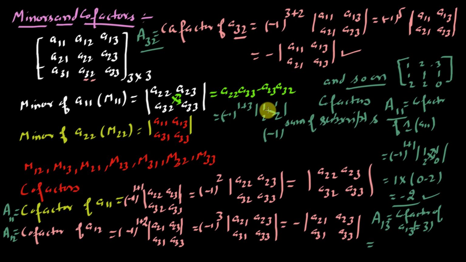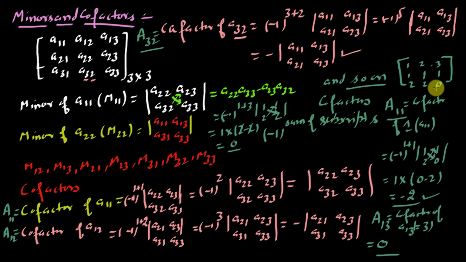So this will go down, this will go up. Minus 1 raised to the power 4 is 1. It will be 2 minus 2. This will be 0. Therefore, A13 will be 0. So similarly, you can calculate other cofactors of the remaining elements.